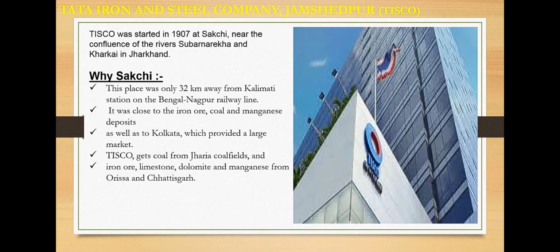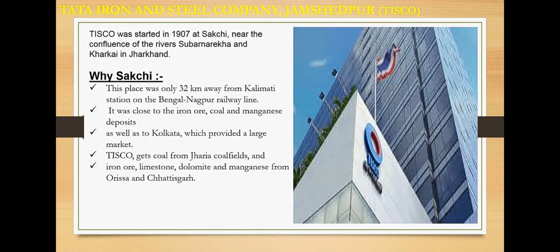It is an important company. What is the expansion of TISCO? Tata Iron and Steel Company. It is in Jamshedpur in the state of Jharkhand, and it is located in Sakchi. In 1907, before independence itself, this TISCO was started in Sakchi.